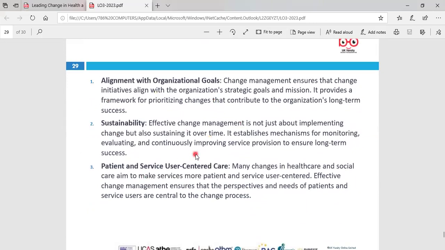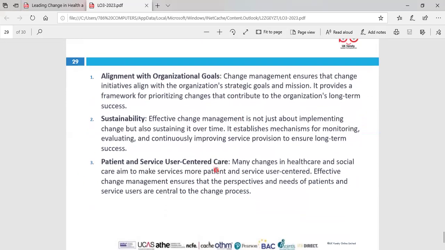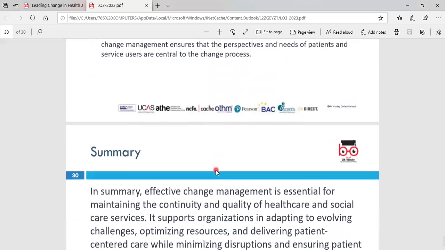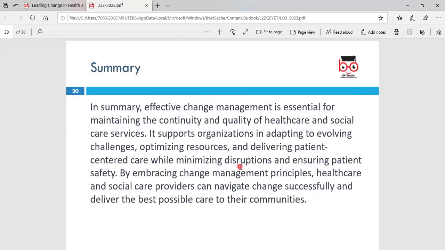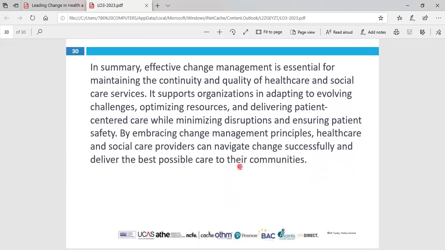Sustainability. If you brought about that change, how would you make it sustainable? Patient and service user-centered care is very important. It's the core of quality. So effective change management is essential for maintaining continuity of care. That is what your main focus should be, without any disruptions. Keep it patient-centered or client-centered while you're minimizing disruptions and ensuring patient safety at all times. So this is about this presentation.